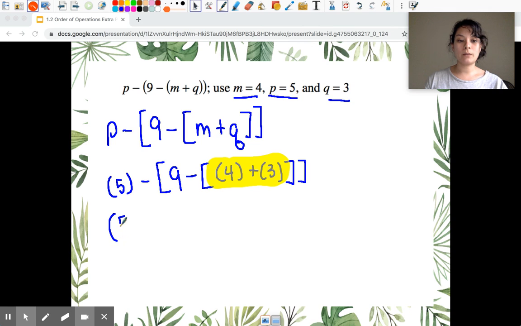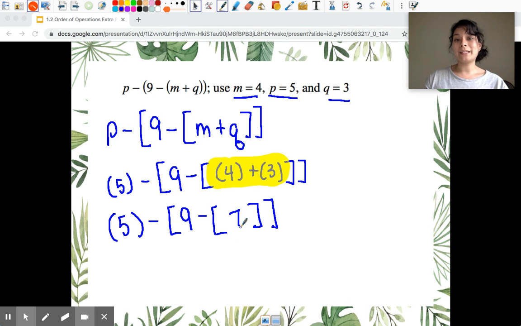So I'm going to copy down my 5 minus bracket 9 minus. And inside this innermost set of brackets, I'm going to add and get 7. And then close the last brace or bracket here. Now I can keep going. I still have grouping here, but again, it's one number, so I move to this outermost group, which tells me to do 9 minus 7. When I do that, I get 2. And then lastly, I do 5 minus 2 and get a final answer of 3.